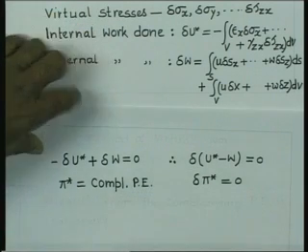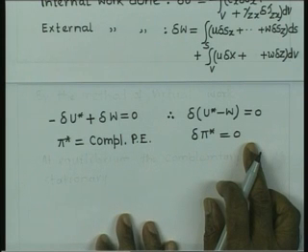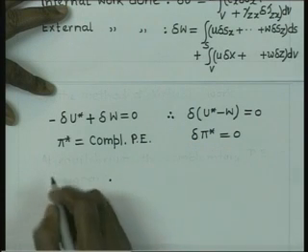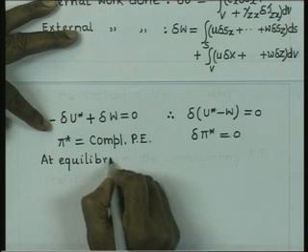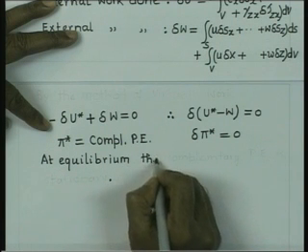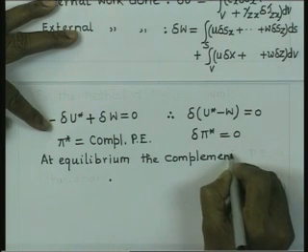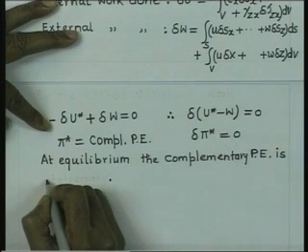So, what we have found is that if a system is in equilibrium and is subjected to a set of virtual body forces and surface tractions, we are going to get the variation of the complementary potential energy equal to 0, and therefore, we can now say that at equilibrium the complementary potential energy is stationary.